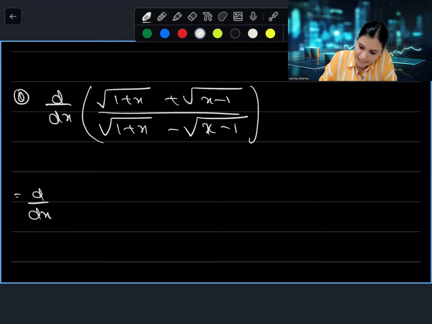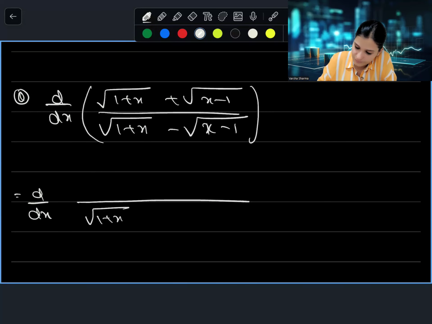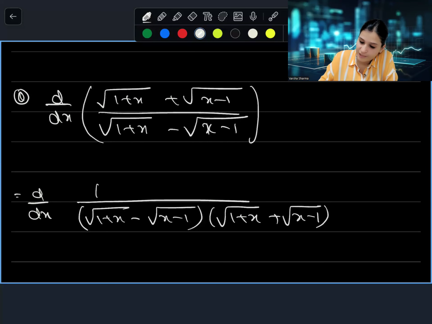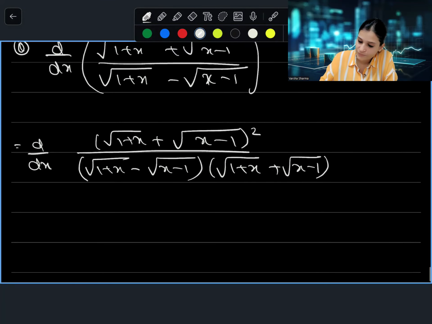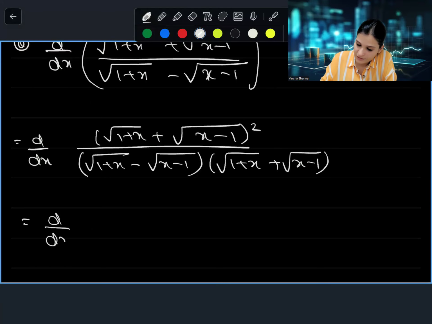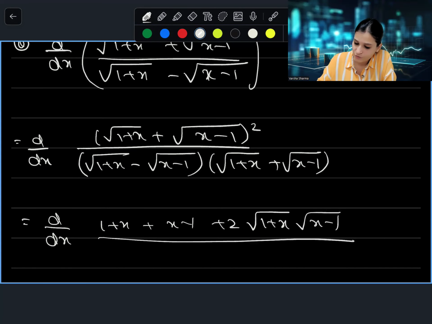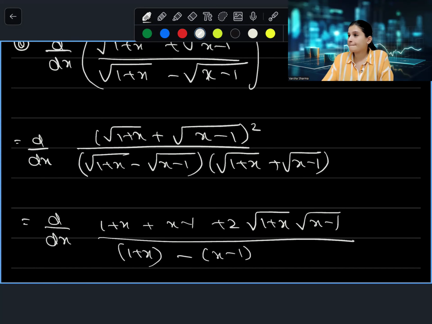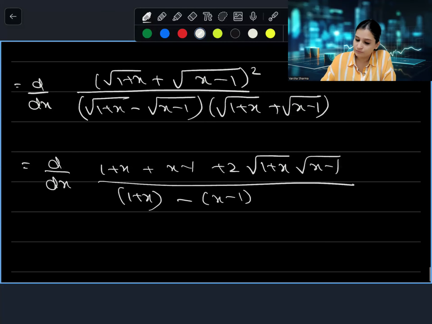To rationalize, you already had a minus b, we'll multiply it with a plus b. Numerator will become a whole square: a square plus b square plus 2ab. And the denominator is a square minus b square. Is this okay till here?